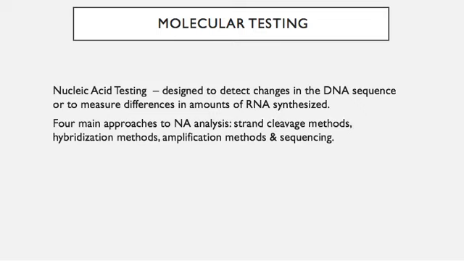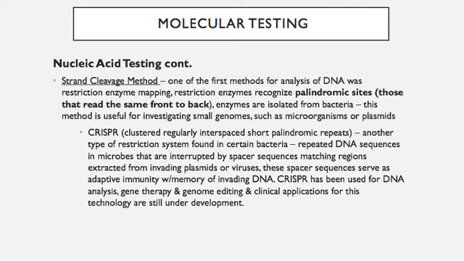Okay, nucleic acid testing was designed to detect changes in the DNA sequence or to measure differences in amounts of RNA synthesized. Four main approaches to nucleic acid analysis exist. So we've got the strand cleavage methods, hybridization methods, amplification methods, and sequencing. With the strand cleavage method, one of the first methods for analysis of DNA was restriction enzyme mapping.